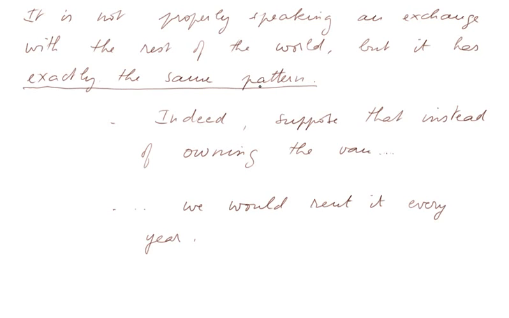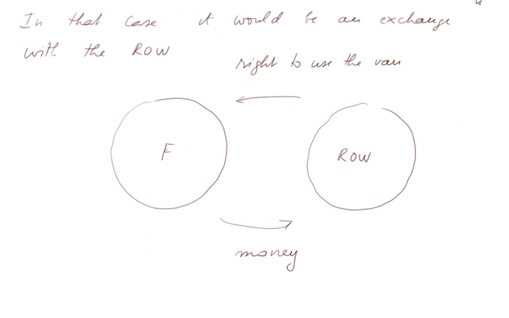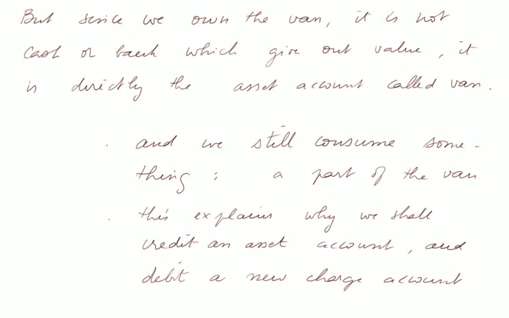Let's stress that. Indeed, suppose that instead of owning the van, we would rent it every year. In that case, it would be an exchange with the rest of the world every year. Every year we would pay money, cash or money from the bank, and we would get the right to use the van for the year. But since we own the van, it is not cash or bank which gives out value, it is directly the asset account called van. And we still consume something, a part of the van.